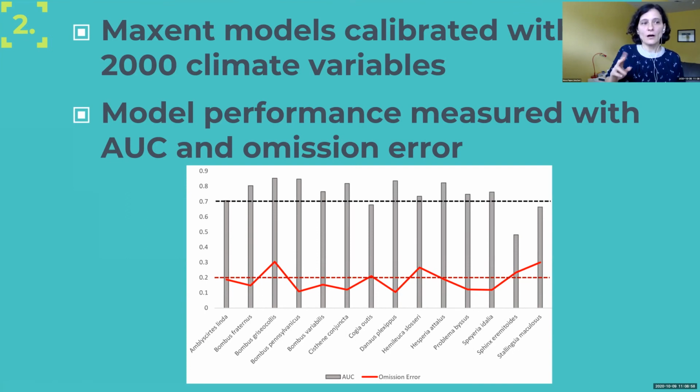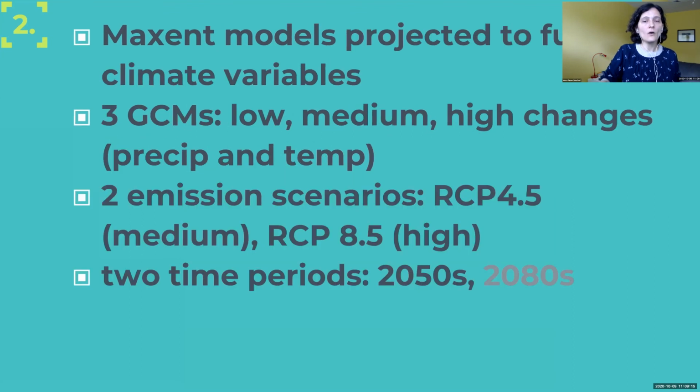We had 3 species for which the models were still acceptable, but in one case, in this case, not quite acceptable. It depends on the sample size in general. Okay, so we were comfortable with the model performance. So what we did then is we projected these models on future climate variables.